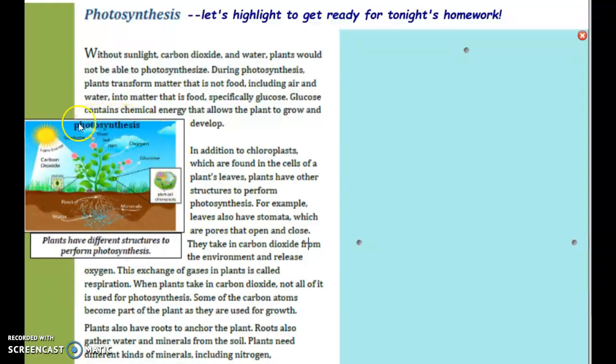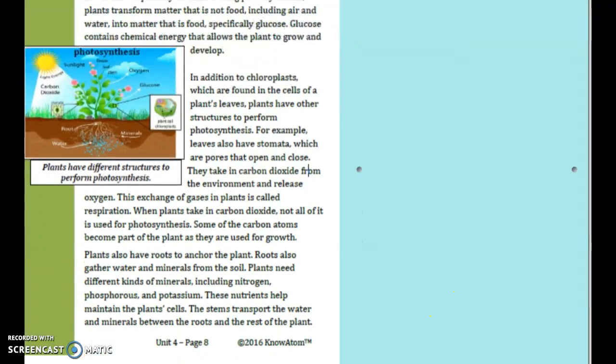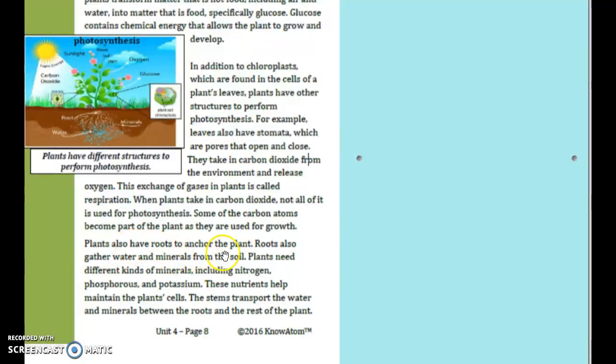Don't forget to always relate back to the picture, right? These pictures are really important. Plants have different structures to perform photosynthesis. Plants also have roots to anchor the plant. Roots also gather water and minerals from the soil. Plants need different kinds of minerals, including nitrogen, phosphorus, and potassium. These nutrients help maintain the plant's cells. The stems transport the water and the minerals between the roots and the rest of the plant.